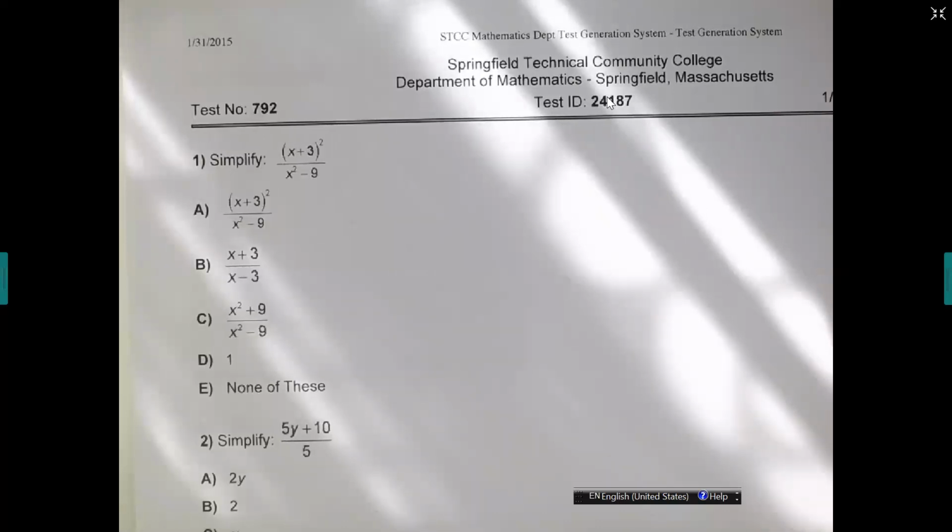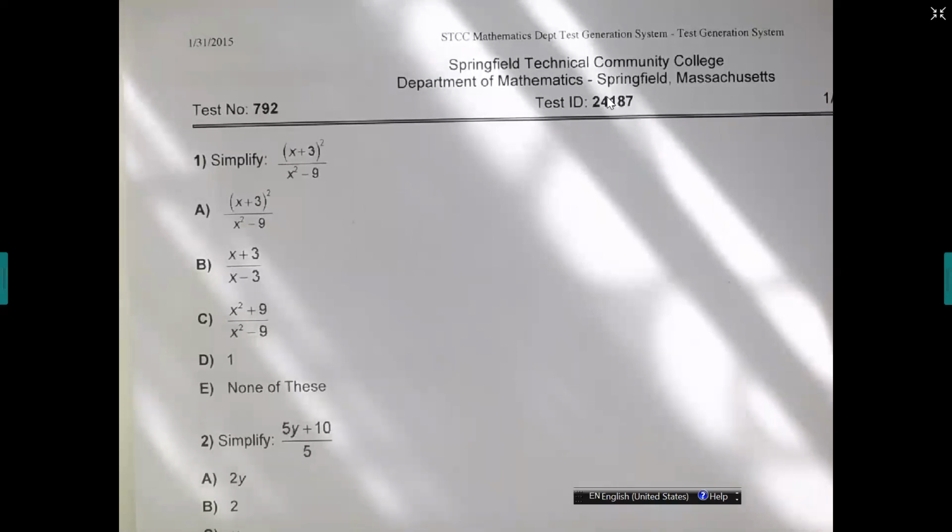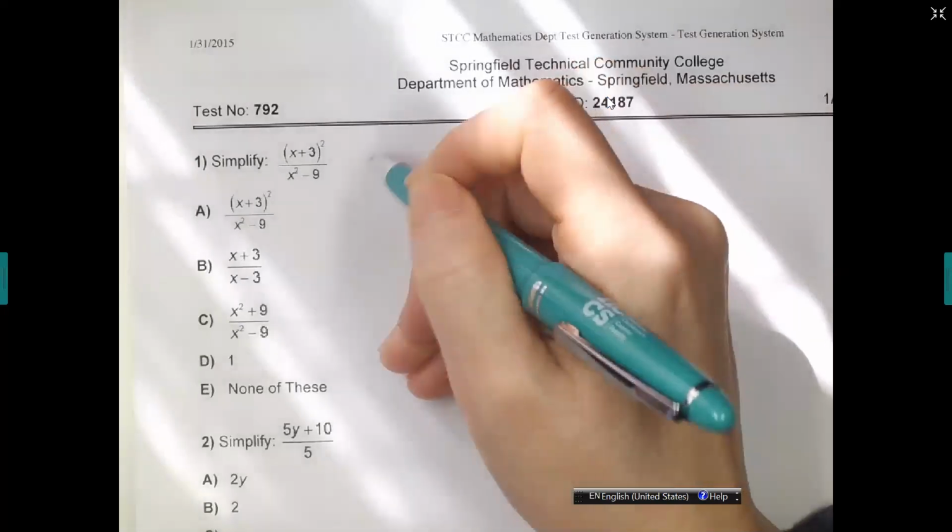The first two problems are about simplification of rational expressions. When we have one rational expression, we want to simplify it. The general rule is factor the numerator and denominator respectively, and then cancel the common factors. That's it. See, look at what we have here.